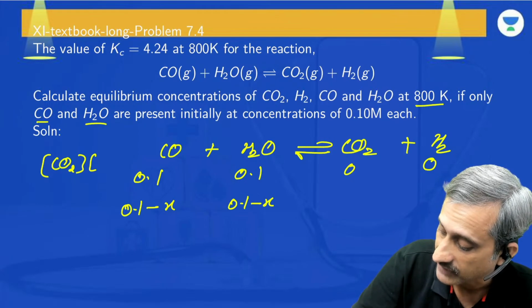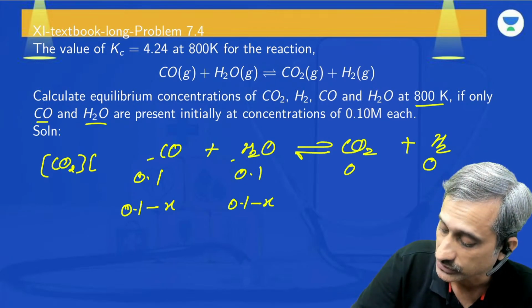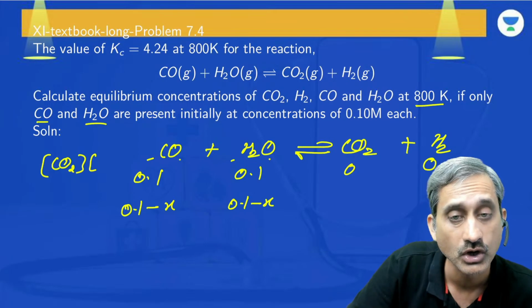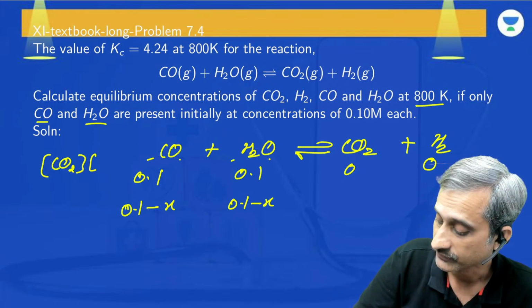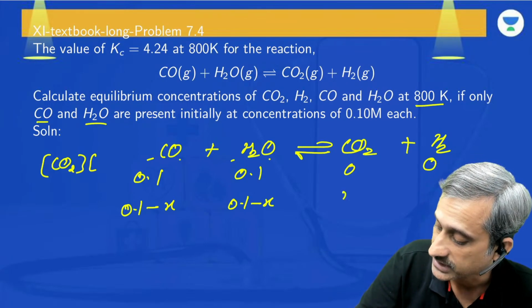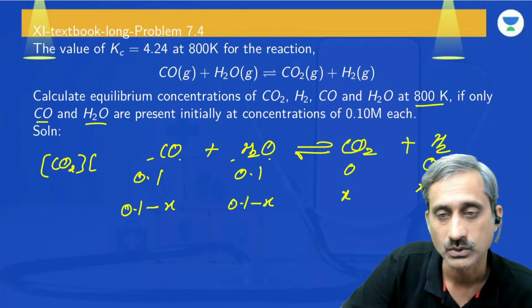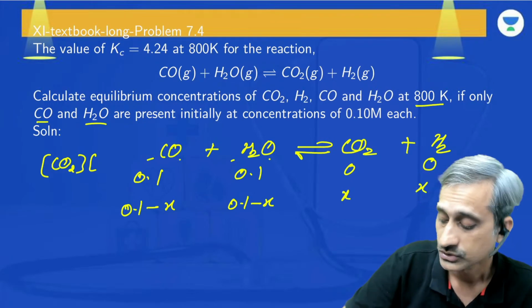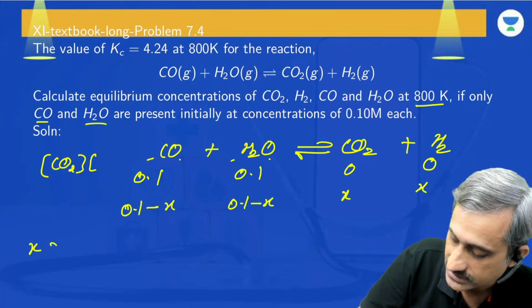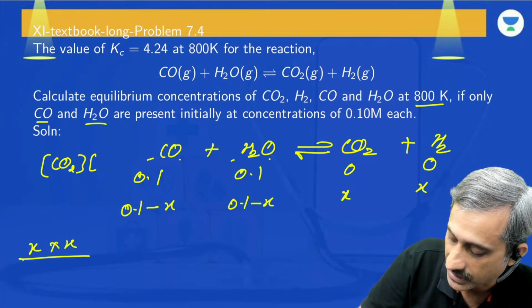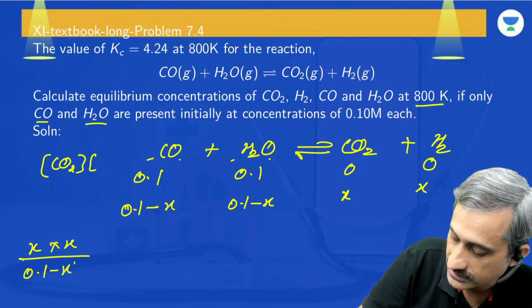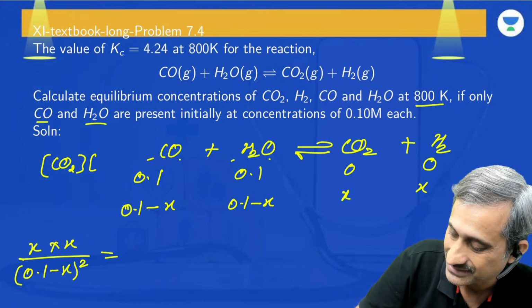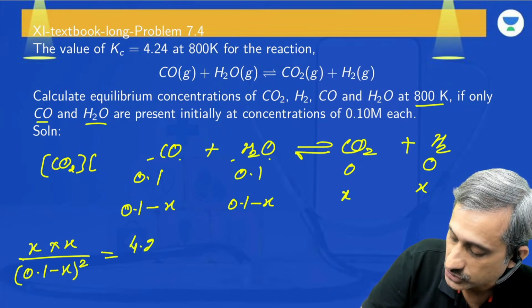As both of them have the same stoichiometric coefficient, whatever amount of CO is consumed, the same amount of H2O will also be consumed. Now, if X amount of CO is consumed, CO2 formed is X amount, H2 formed is X amount. So the equilibrium constant is equal to X into X divided by 0.1 minus X whole raised to power 2. That is equal to 4.24.